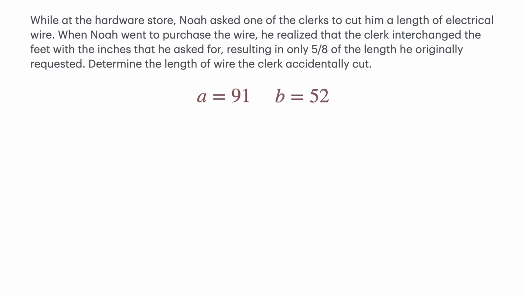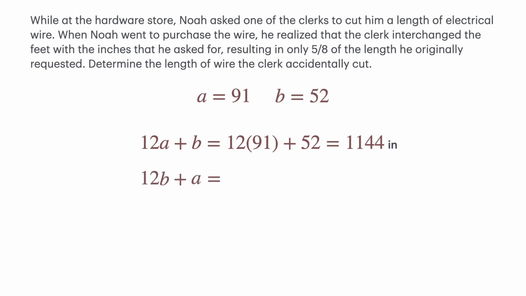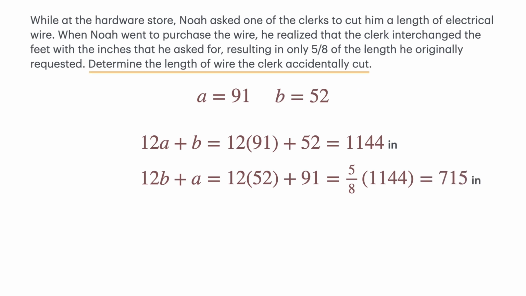We have to check these amounts to see if they actually make sense. If the original length of wire is 12A plus B, then the length ordered by Noah must be 1,144 inches. And since the clerk accidentally interchanged the feet with inches, this does indeed result in 5/8 of the original length. However, we need to determine the length of wire the clerk accidentally cut, but formally express this in feet and inches.